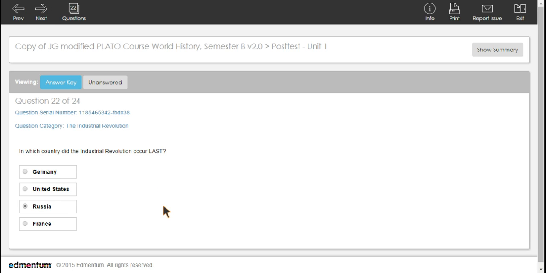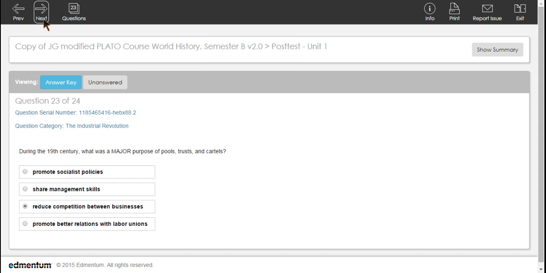In which country did the Industrial Revolution occur last? Germany, United States, Russia, or France? Correct answer is Russia, which is why their communist revolution didn't work out too well, because Marx intended for advanced capitalist societies to actually turn to communism, not agrarian feudalist societies.